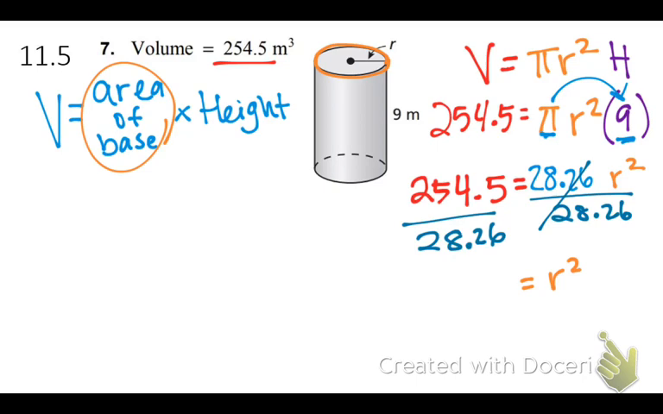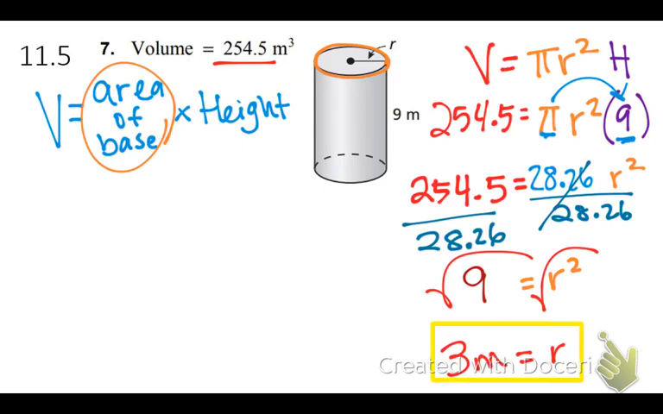All right, so what is r squared equal? 9. Final step, take the square root. So what is the radius equal? 3 and meters. Perfect. Go ahead and flip to 11.6. It's on the back.